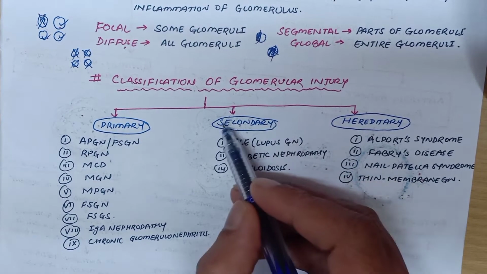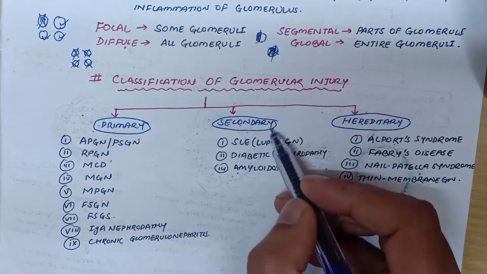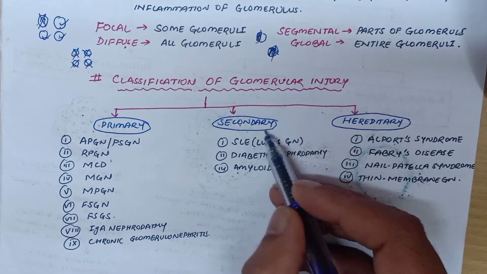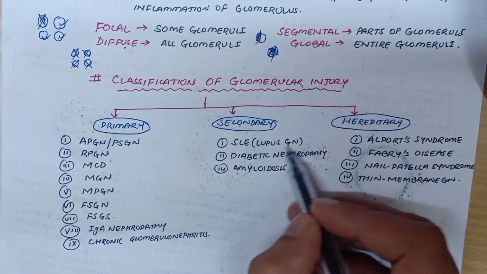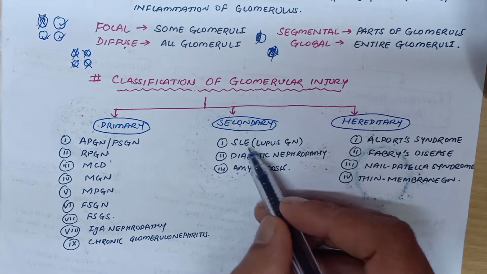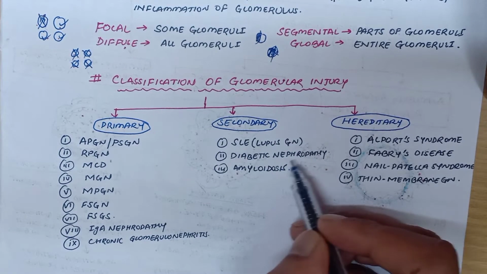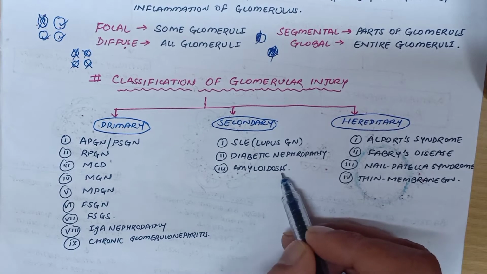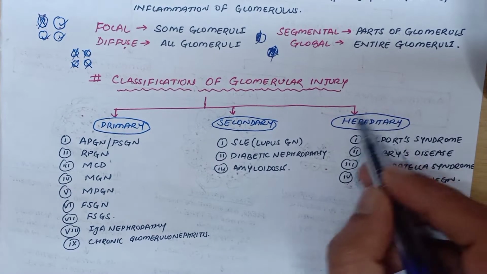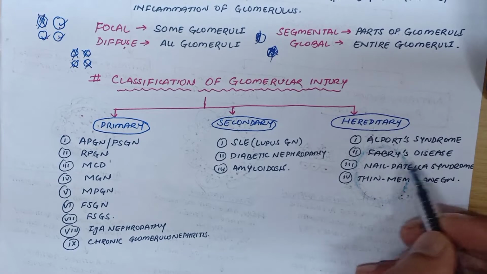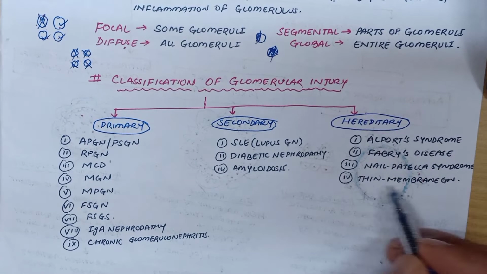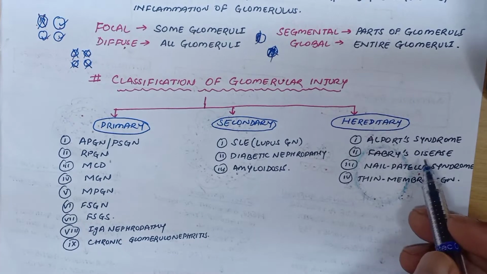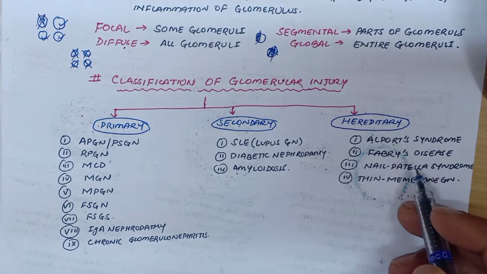Now secondary glomerulonephritis is mainly due to systemic diseases like lupus glomerulonephritis, which is caused due to SLE, diabetic nephropathy and amyloidosis. And in hereditary, Alport syndrome, Fabry's disease, Nail-Patella syndrome and thin membrane disease are the hereditary factors associated with glomerular injury.